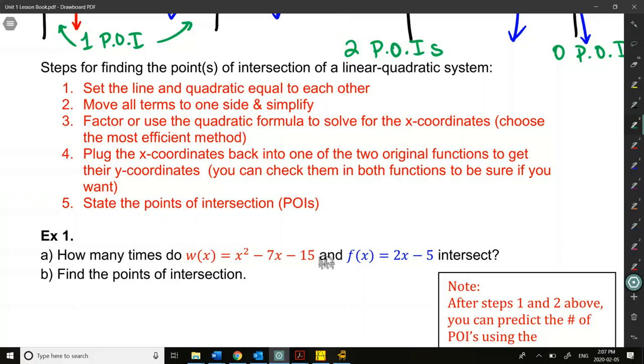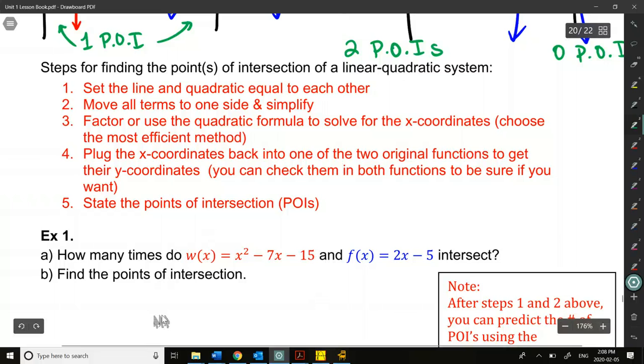And then we're going to move all the terms to one side, and you're going to get something that looks just like a normal quadratic after you do that. So we can either solve that kind of normal looking quadratic by factoring, and if we can't factor, then we'll use the quadratic formula, just like we always do with quadratics.